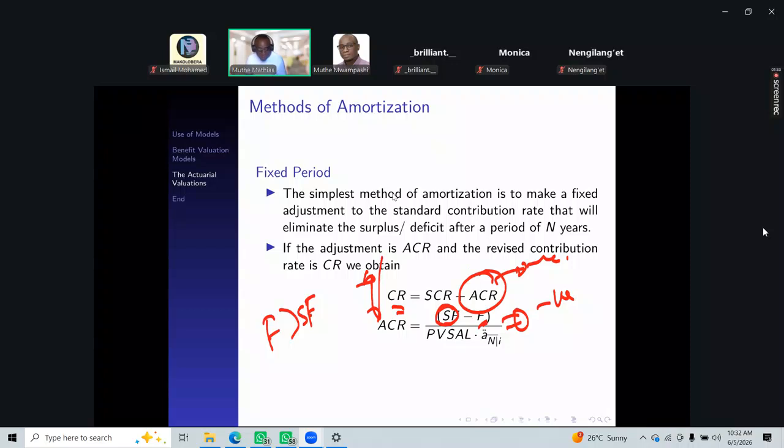So as long as the standard fund is higher than the actual, we have a problem, so we have a deficit, so we'll have to adjust the contribution upward. But vice versa is also true, because if the actual fund is actually higher than the standard fund, of course, then the adjustment will be on the opposite. So it will be negative. So it will reduce the contribution rate. So that is the general idea here.